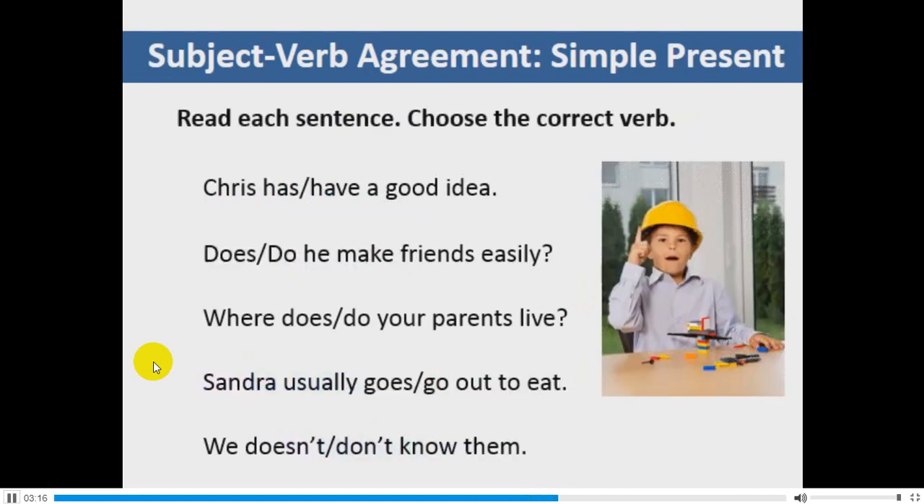Read each sentence. Choose the correct verb. Then listen and check your answers.